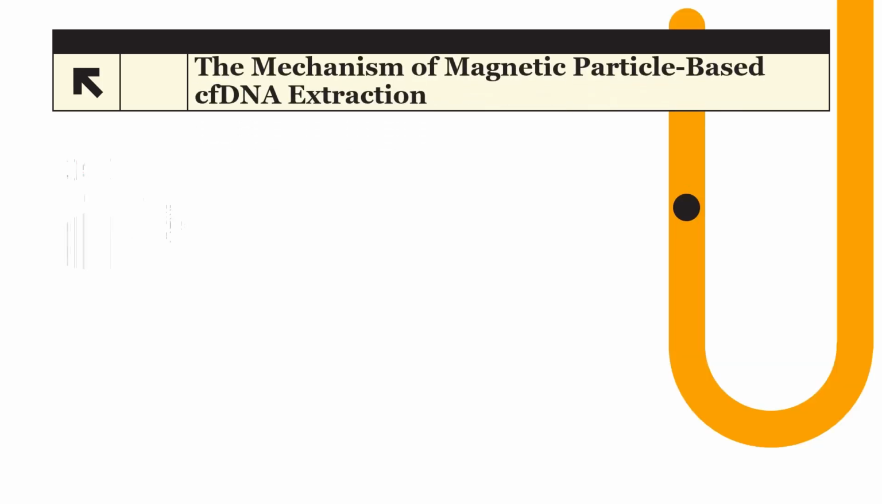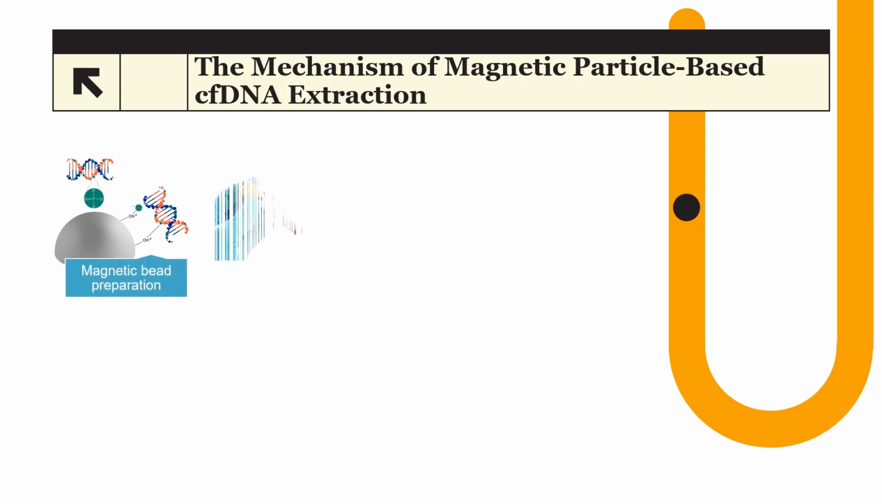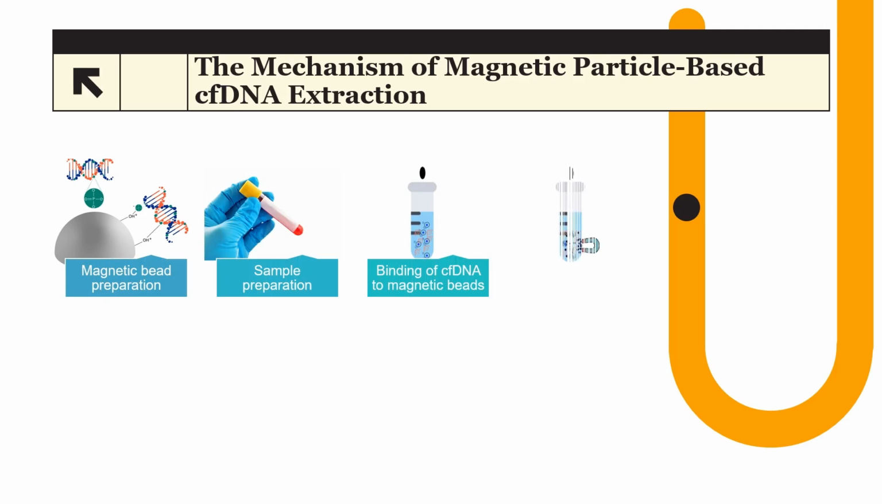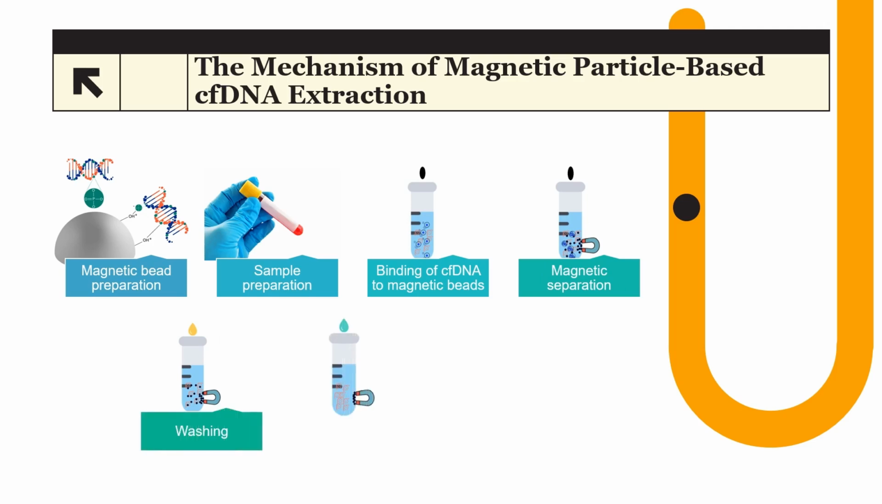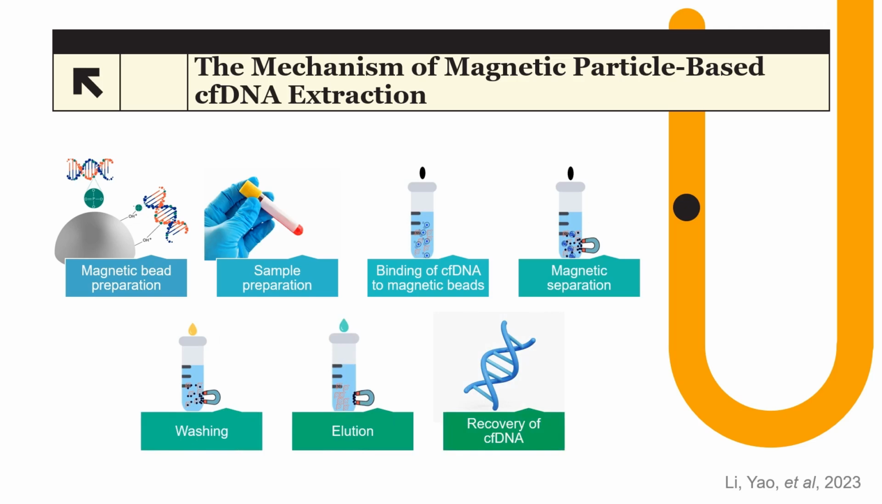Magnetic particle-based cfDNA extraction is a powerful technique that leverages the properties of magnetic beads to isolate cfDNA from biological samples. Here's a breakdown of the process. 1. Magnetic bead preparation. Magnetic beads are synthesized with a core of magnetic material, often iron oxide, encapsulated in a silica matrix. The surface of these beads is functionalized with specific groups, such as silanol or amine groups, which have a high affinity for nucleic acids.